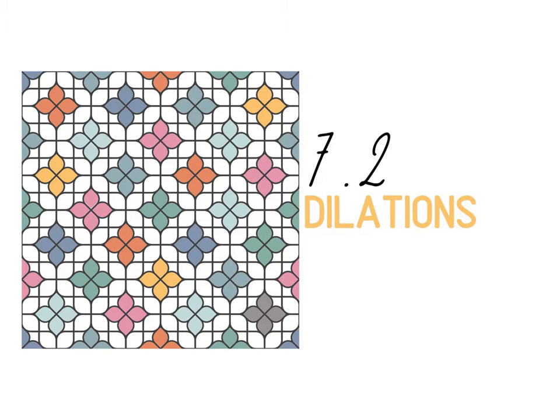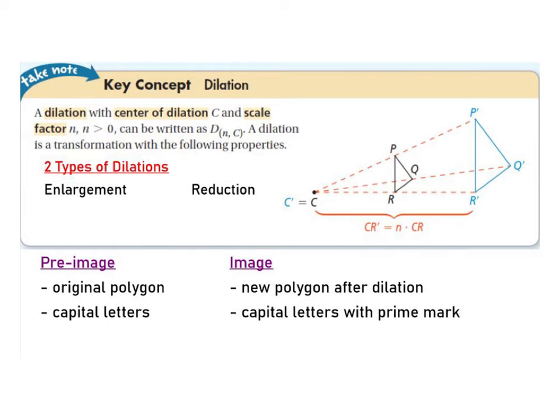But a dilation is an enlargement or a reduction. So the size of the shape is actually going to change, unlike the other three, which didn't. So 7.2, let's dive into dilations. Okay. So dilation, center of dilation is the point from where we make the dilation happen, and a scale factor. So those are the two important parts here. Center of dilation and scale factor.